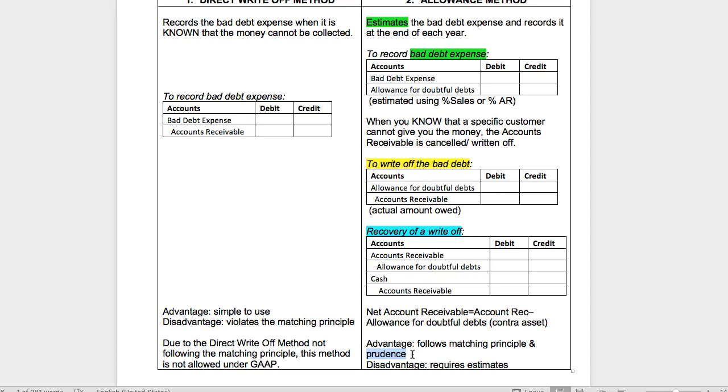Prudence is about being conservative. Instead of showing the full amount of the accounts receivable on the balance sheet, we're actually going to show a lower amount, an amount we think we're going to collect. Prudence is about showing the worst case scenario. The best case scenario is that we would collect all of the accounts receivable. But the worst case is actually we're going to get less than that. And so that's what we want to show on the balance sheet. The disadvantage of this method, as you may have noticed, is it does require estimates.